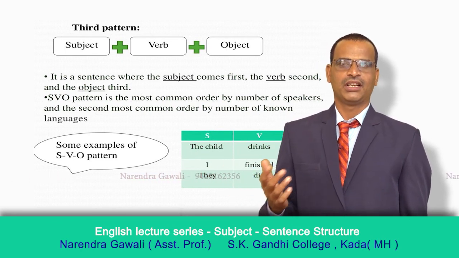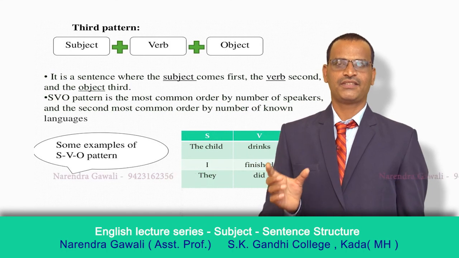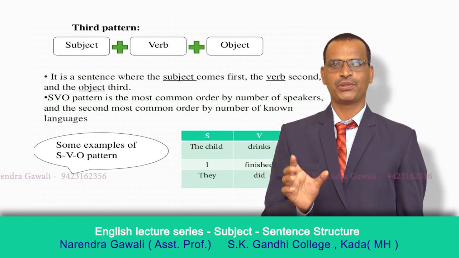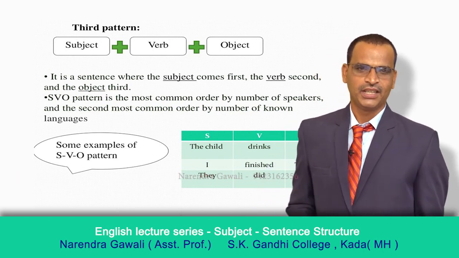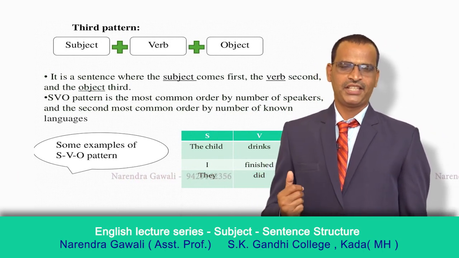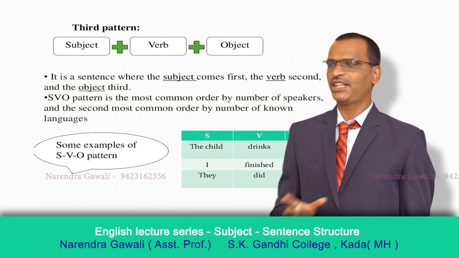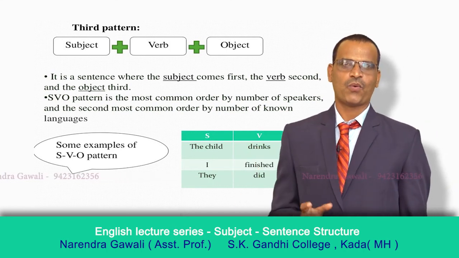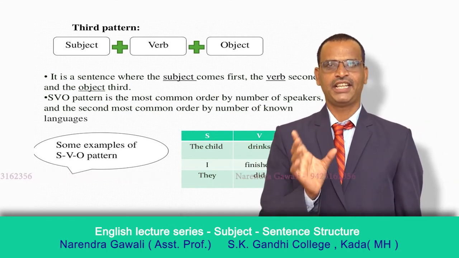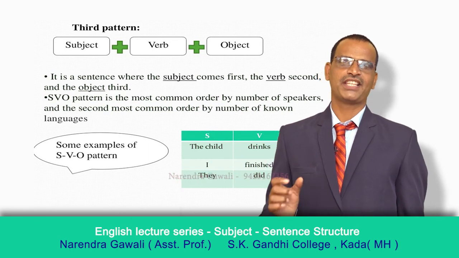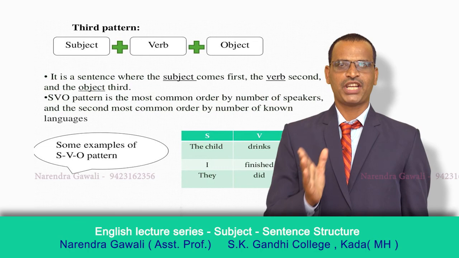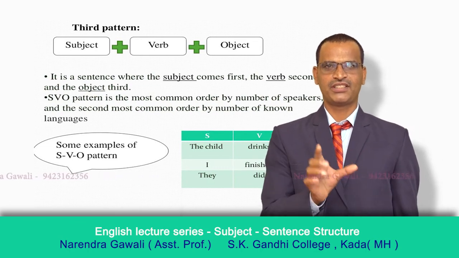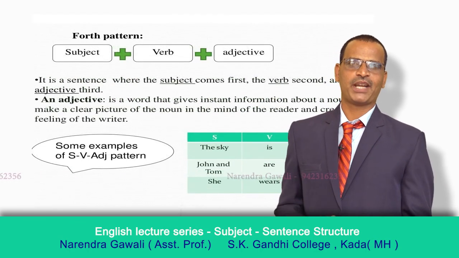Earlier we saw bird flies. This is the subject verb pattern. We cannot transform this into passive voice because it doesn't have an object. You got the point? A third example we can see: they did a lot of exercise. What is the subject here? They. Did is the verb. A lot of exercise is the object. So a simple difference we can find out: subject, verb, object. Got the point? This is the third pattern. We move on to the next pattern.